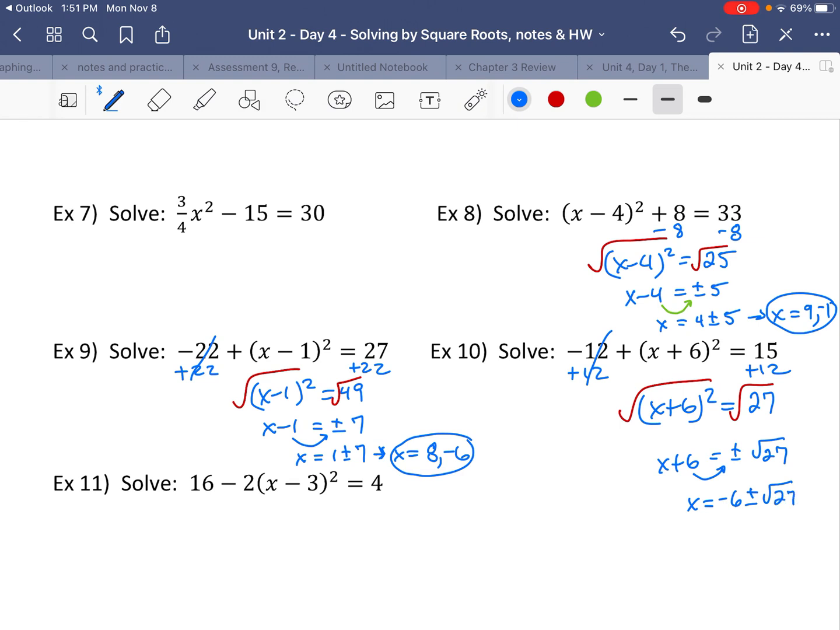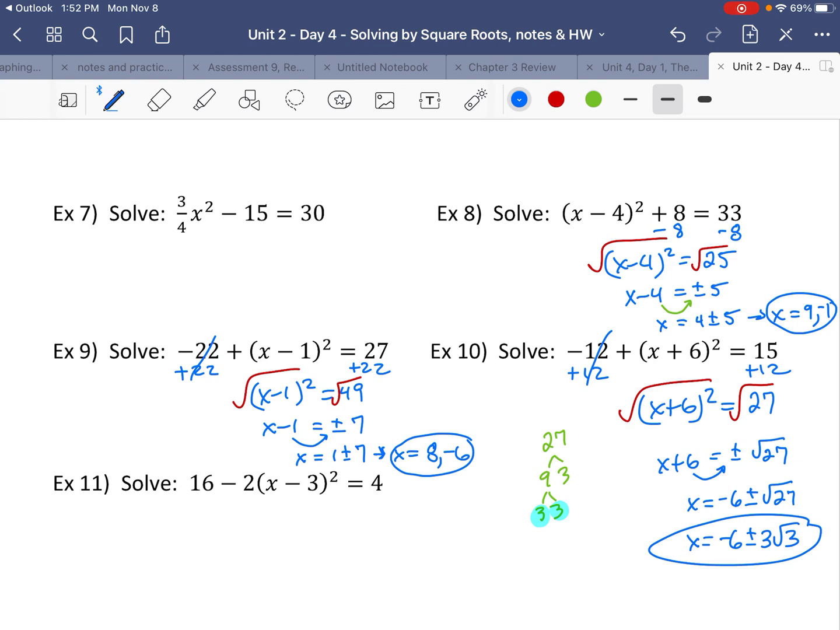So this is the answer, but I should reduce the 27. So let's look at this 27. 27 is 9 times 3. 9 is 3 times 3. So I do have a pair of 3's and one 3 stuck inside. So I should write my final answer like this: negative 6 plus or minus 3 radical 3.